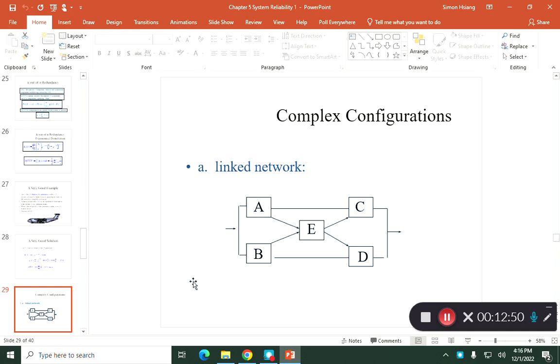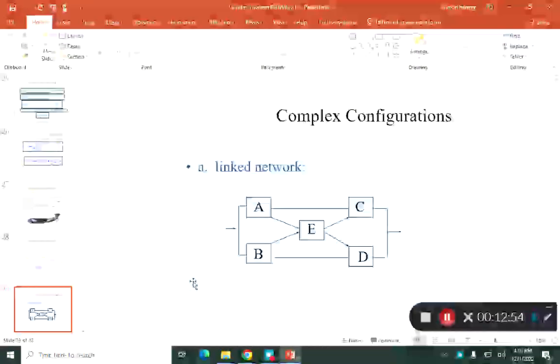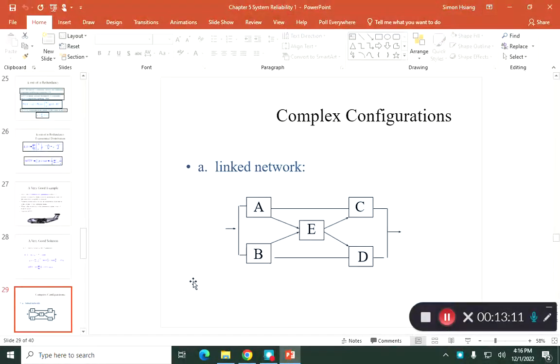Is the following. When you have a complex configuration like this system, A, B, C, D, E, how many ways can I operate this? If AC works, can the system work? If BD works, can the system work? So the upper link and lower link work, that'll work, right? What else can you do?